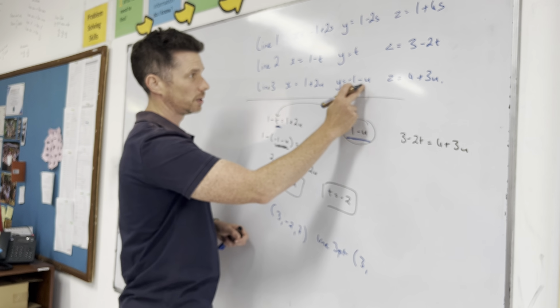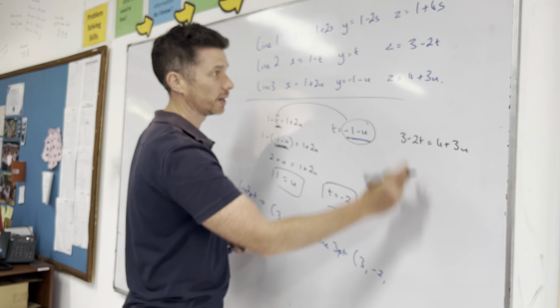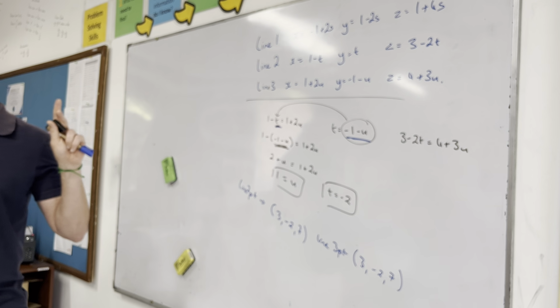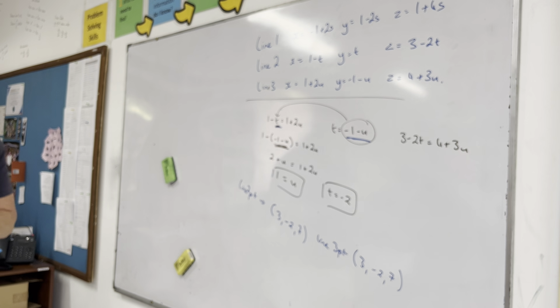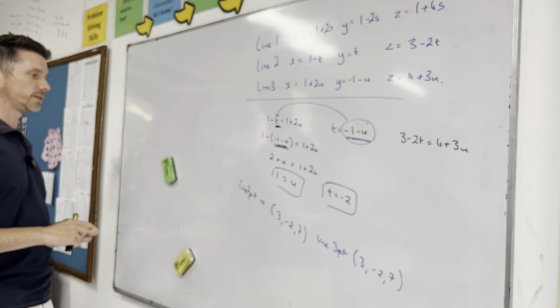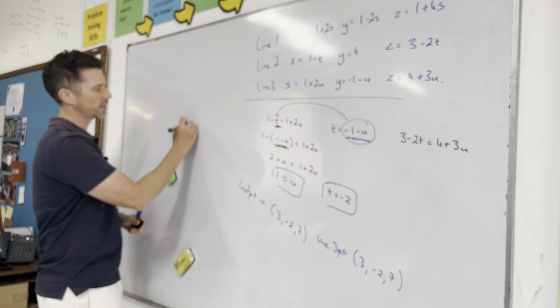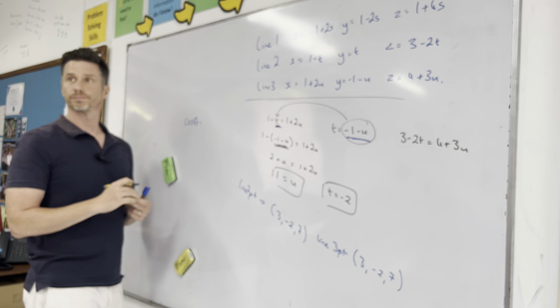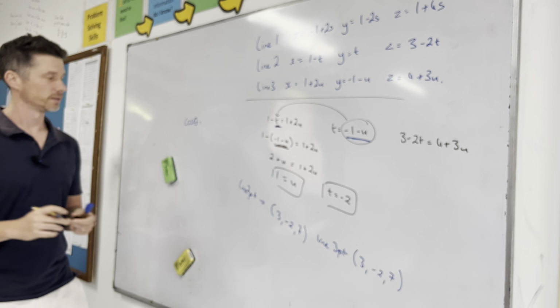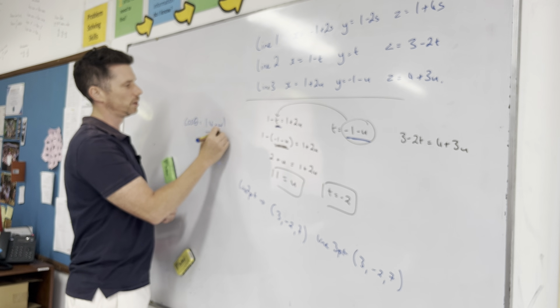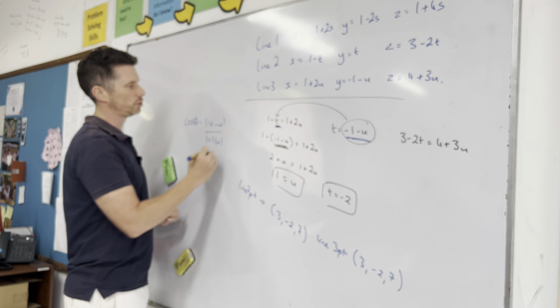3, minus 2, and 7. Yes, okay. We've shown it. They cross at the same point. Find the angle between them. All right, so we need to find an angle between them. The angle between them is, we're always looking at the direction vectors, V and W. So we're looking at V dot W all over the two magnitudes.